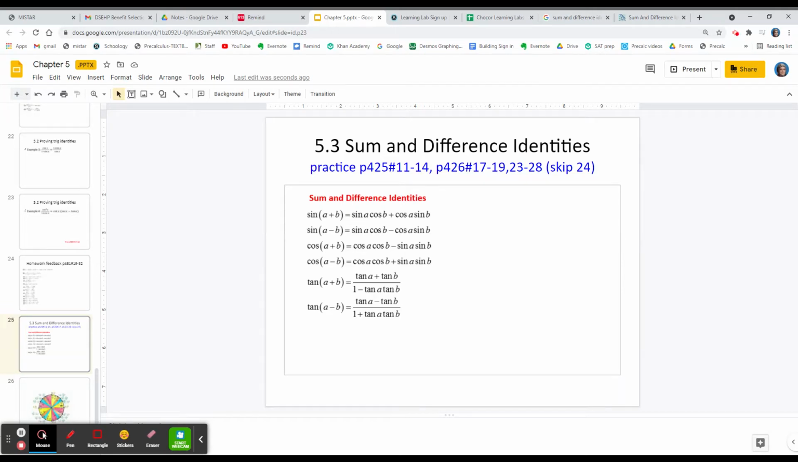Hi, in this video, we're going to talk about sum and difference identities, section 3 of chapter 5. The practice problems for this section will be page 425, 11 through 14, page 426, 17 through 19, and 23 through 28, skip 24.